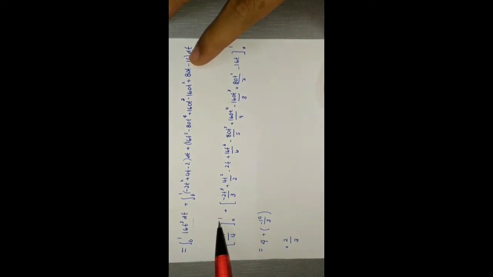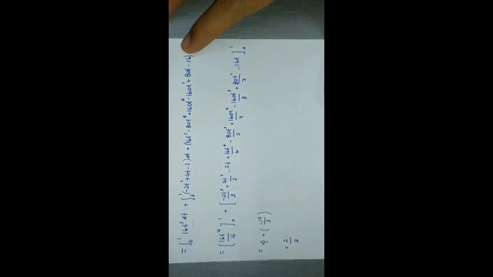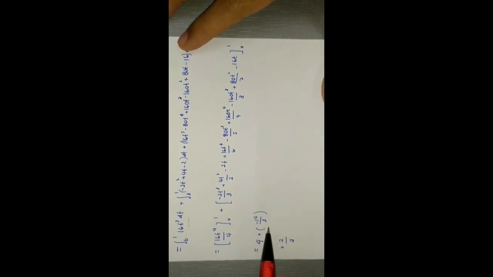By inserting the values of 1 and 0 in these two integrated expressions, this is what we get, and the final answer will be 2 over 3. And this is the solution for the question. That's all from me. Thank you.